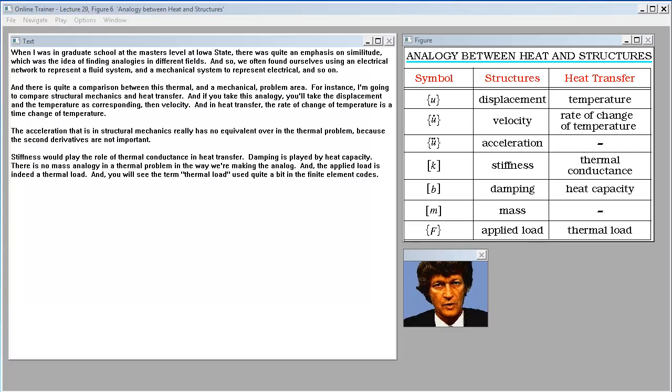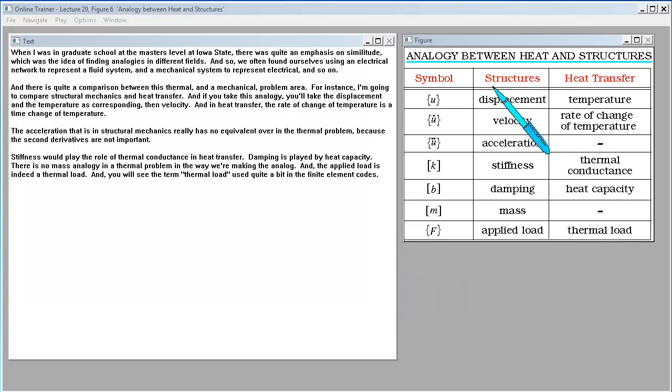When I was in graduate school at the master's level at Iowa State, there was quite an emphasis on similitude, which was the idea of finding analogies in different fields. And so we often found ourselves using an electrical network to represent a fluid system and a mechanical system to represent electrical and so on. And there is quite a comparison between this thermal and the mechanical problem area.